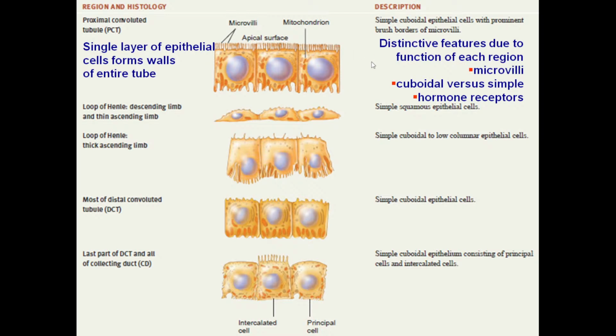As for the distal convoluted tubule, you will have two types of cells, principal cells and intercalated cells. These are the sites of action for some hormones. And this is where, for example, secretion of potassium and hydrogen ions will occur.